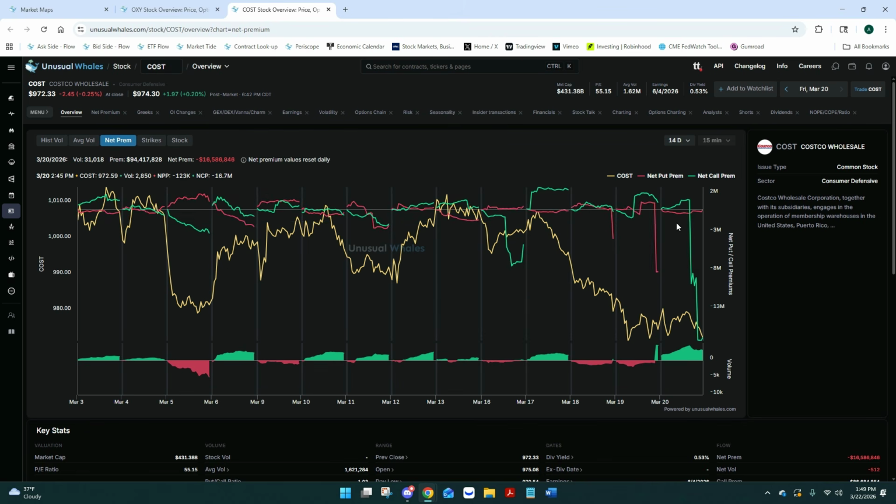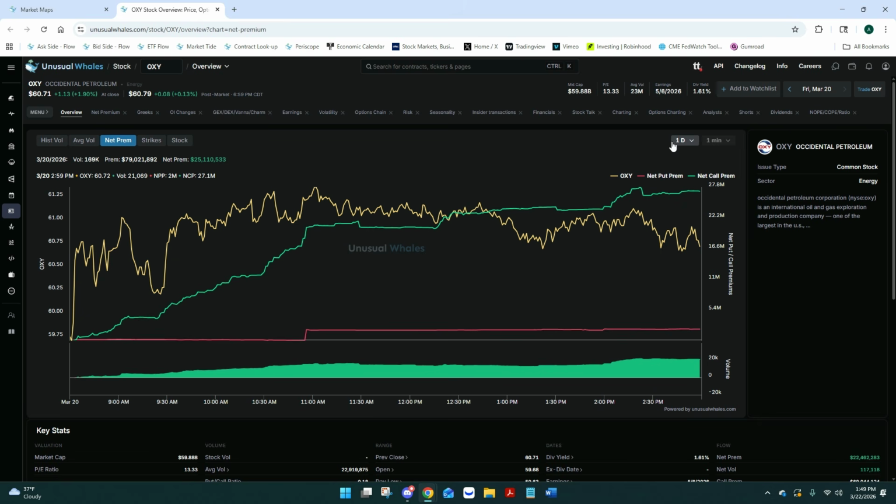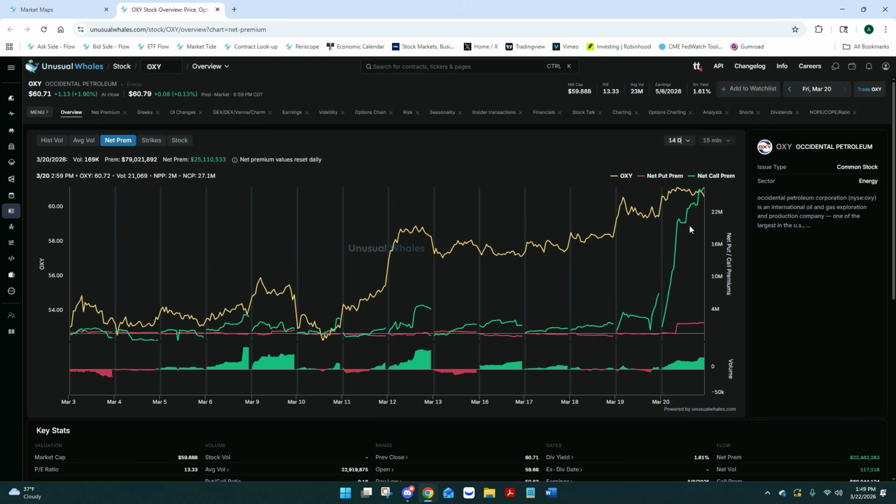Costco, let's take a peek at this one. Again, another one with nothing really there. Price is pretty in line there. And then Oxy, we can take a peek here. Again, another one where it's a massive spike, but price is already in line there. Might be worthwhile to hold off on something like that.